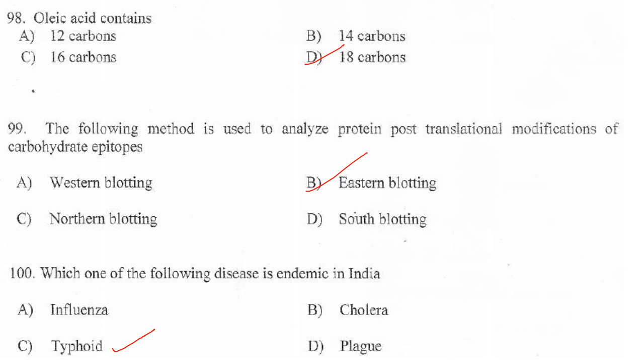So it is Eastern blotting. It is a biochemical technique used to analyze protein post-translational modification including addition of lipids, phosphate and glycoconjugates. Then which of the following disease is endemic in India? It is typhoid. Answer is option C.